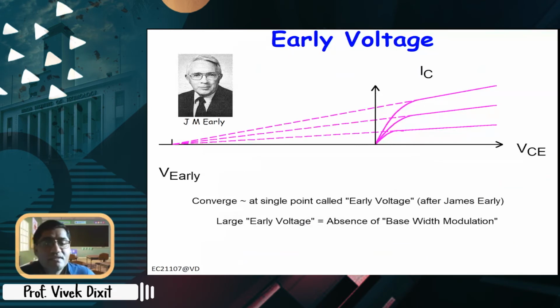So that completes early voltage. Any questions so far? So from this you could recall what is early voltage, and if there is no base width modulation, you will have large early voltage, right?